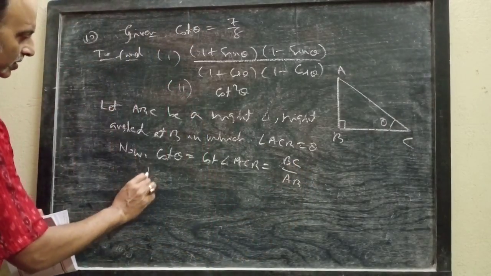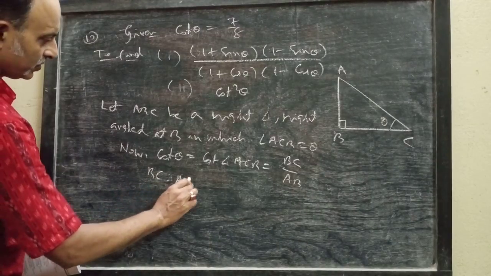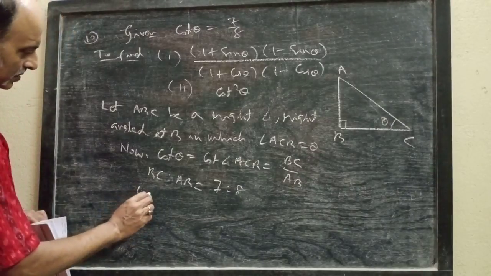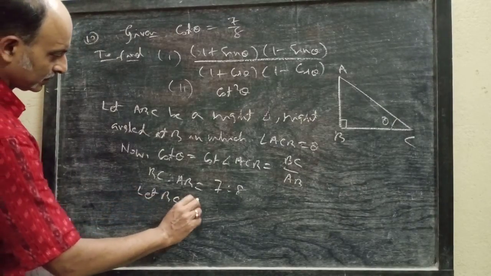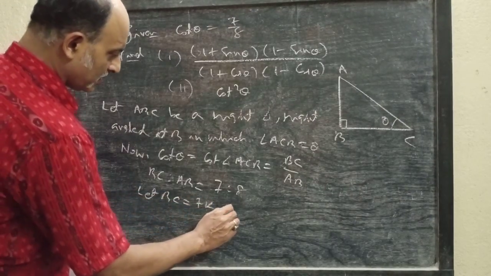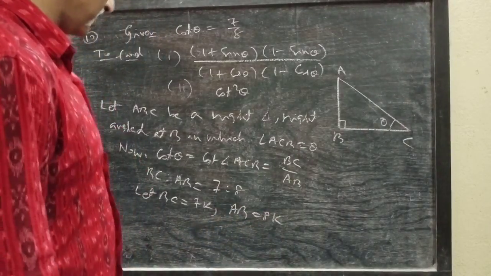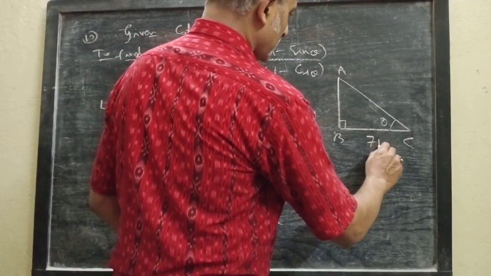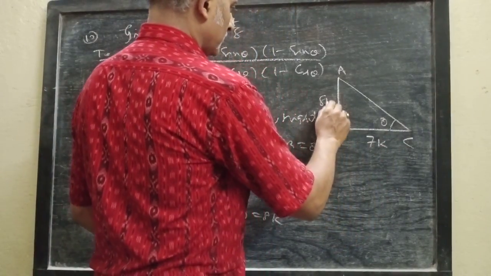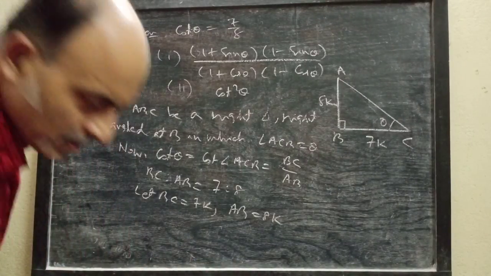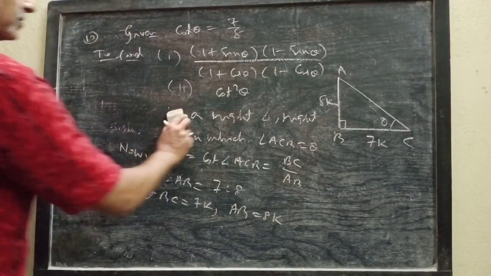So according to the question, BC is to AB is 7:8. Let BC equals 7K and AB equals 8K. Right here, BC 7K and AB 8K. Now I am erasing this part.